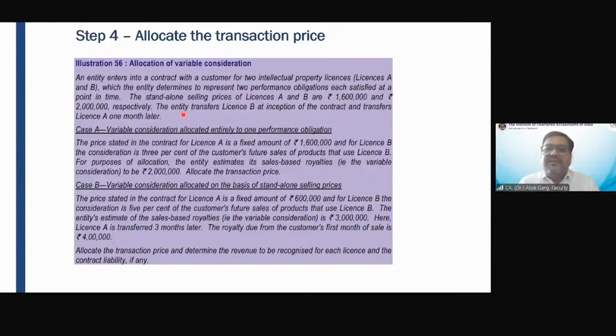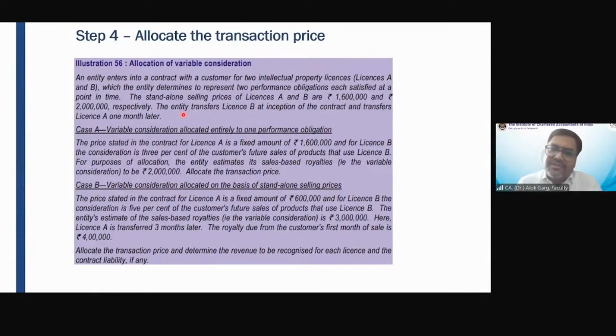The entity transfers license B at inception of the contract and transfers license A 1 month later. For example, on 1st of March the entity transfers license B, then on 1st of April the entity is transferring license A.